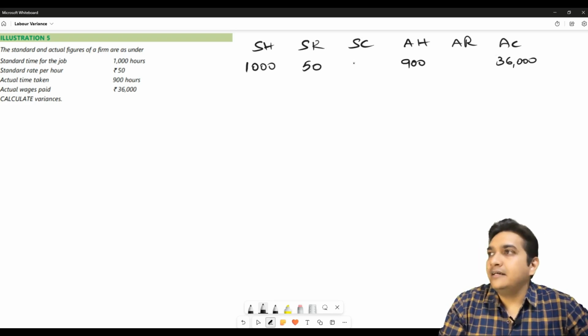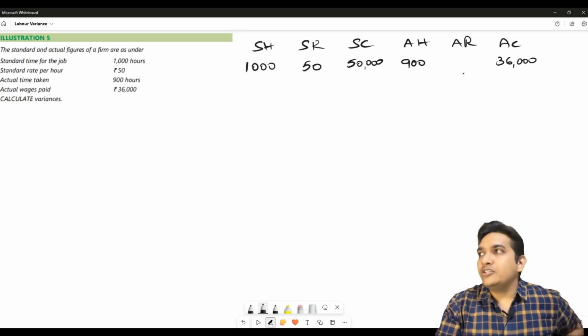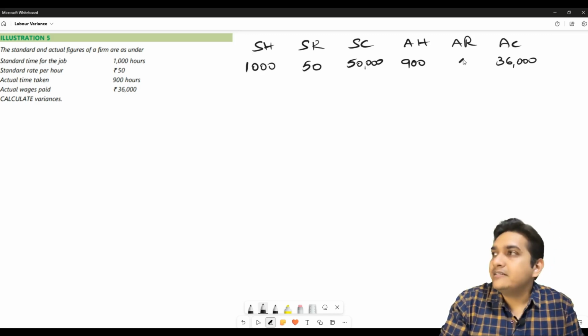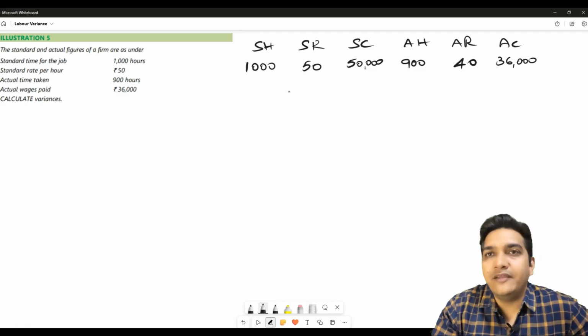So let's see what is the standard cost. It will be 1000 into 50, which is 50,000. Actual rate. How do we calculate actual rate? That would be actual cost divided by the actual hours. The actual rate is 40. Now, the question does not specify which variances they want us to calculate. It just says calculate variance. In this situation, we have to calculate all the variances which are possible to calculate in the question, right?